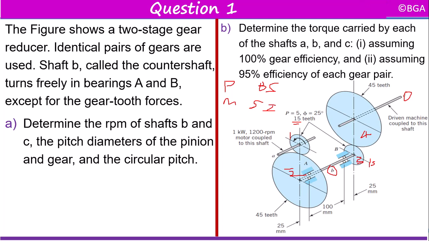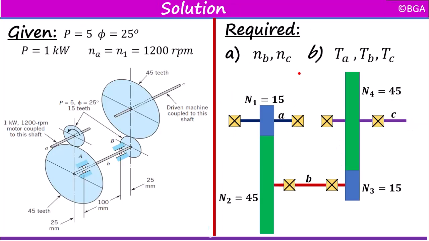And the second question is to determine the torque carried by each shaft, assuming first 100% efficiency, which is an ideal case actually, because due to friction, the efficiency of the gears is technically reduced in the practical case. But assuming 100% efficiency means it is an ideal situation. And then assuming 95% efficiency of transmission. So with this provided information, we will find out the required parameters. So let's dive into the analysis part.